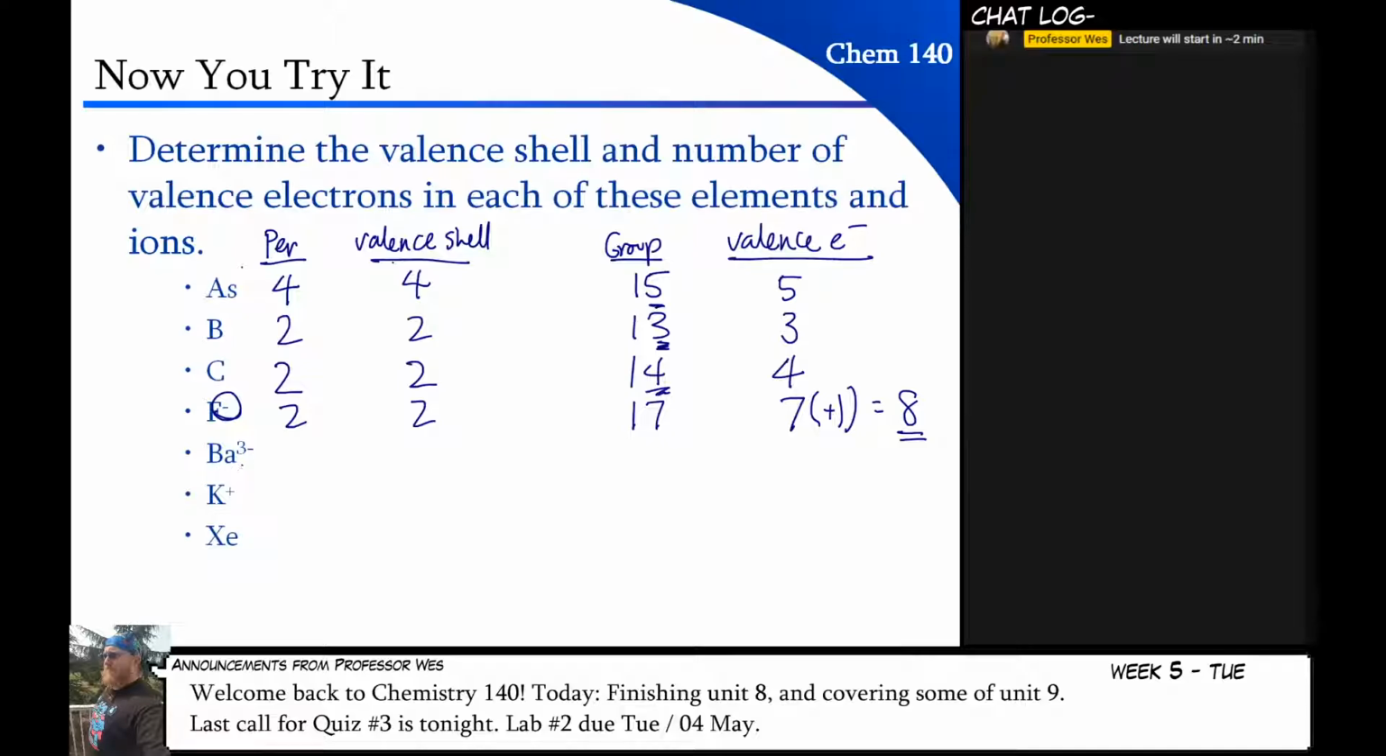For barium with a 3 minus charge, barium is in period 3, 4, 5, 6, so it will have valence shell 6. It's in group 2, so it should have 2 valence electrons. But then we're going to make it 3 minus, which means we're going to add 3 extra electrons to it.